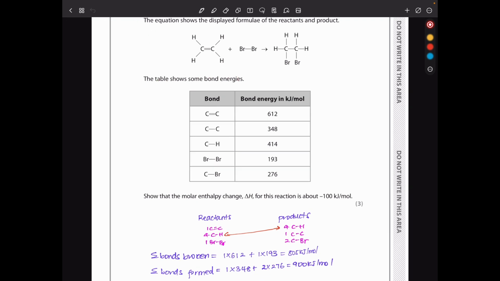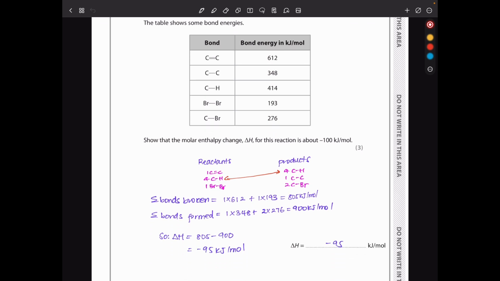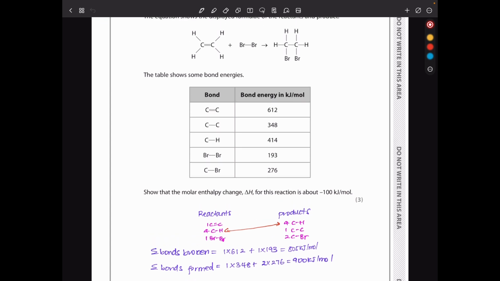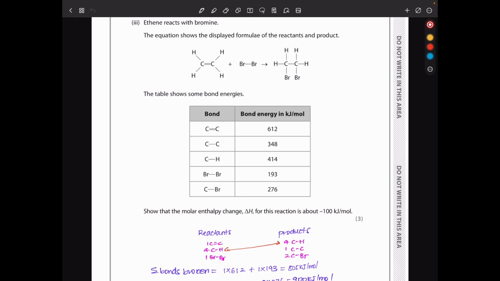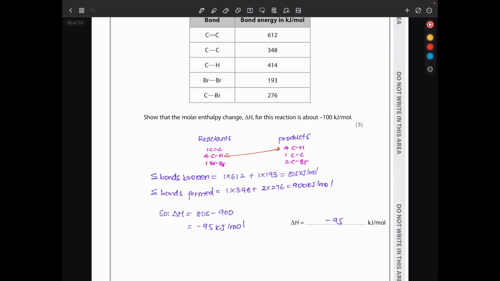The table shows some bond energies. We see them as well. Then they show that the molar enthalpy change, delta H, of this reaction is about negative 100 kilojoules per mole. So in this reaction, we can see the carbon-carbon double bond is 1, the carbon-hydrogens are 4. Here we have the bromine-bromine, which is 1 on the reactant side. On the product side, we have carbon-carbon single, which is 1, and then we have 4 carbon-hydrogen and 2 carbon-bromine. So they are all listed here.